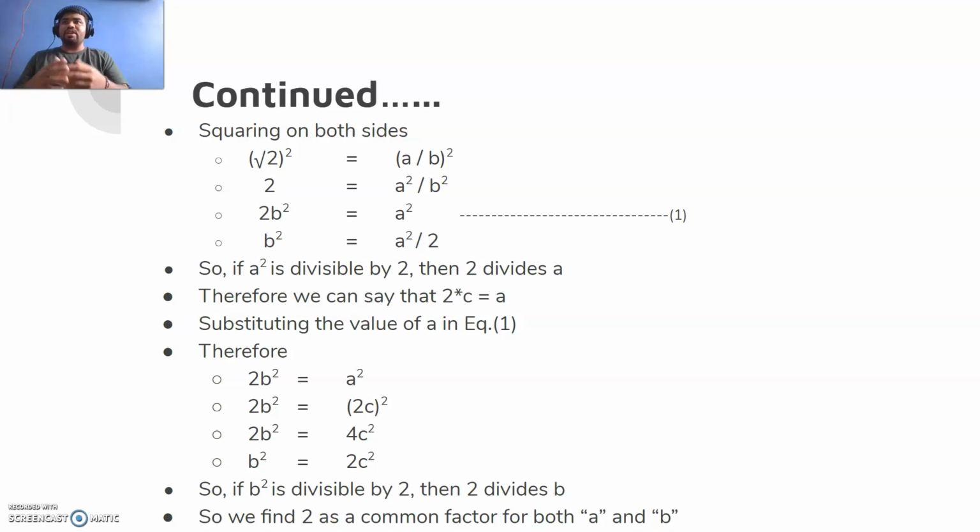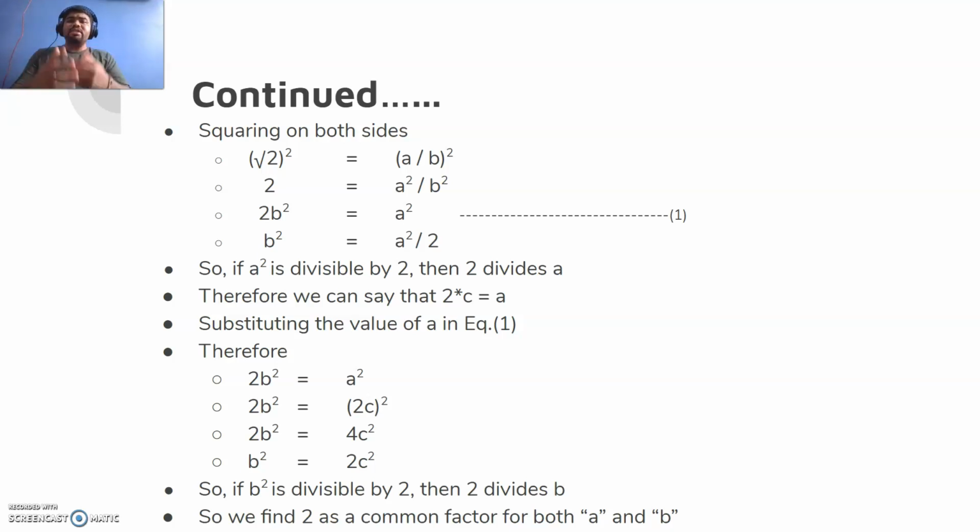You need to check it for any number, and you'll understand that if a number is divisible by 2, it's not just 2. If the square of a number is divisible by any prime number, then that number is also divisible by that prime number. That is one of the other formulae that we use. So in this case we can say that 2 into some integer c is equal to a, as a is divisible by 2. So the factor that we would get is c. So 2 into c equal to a.